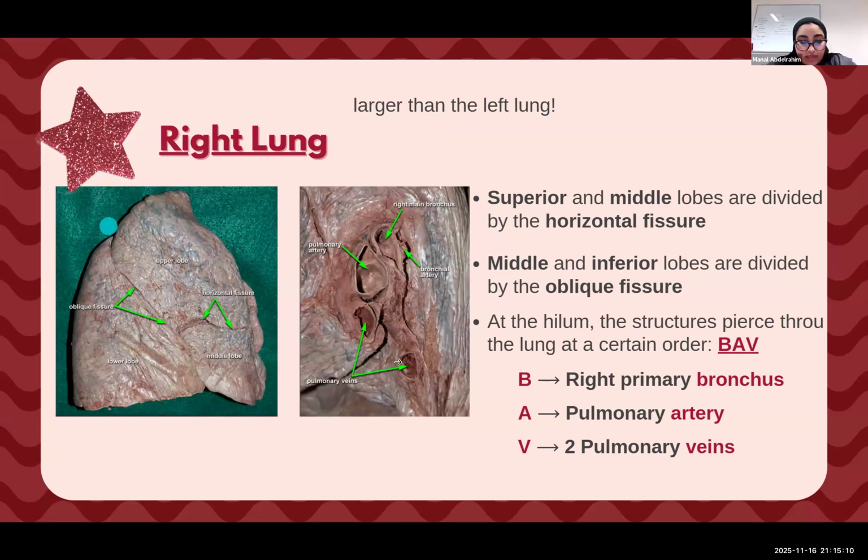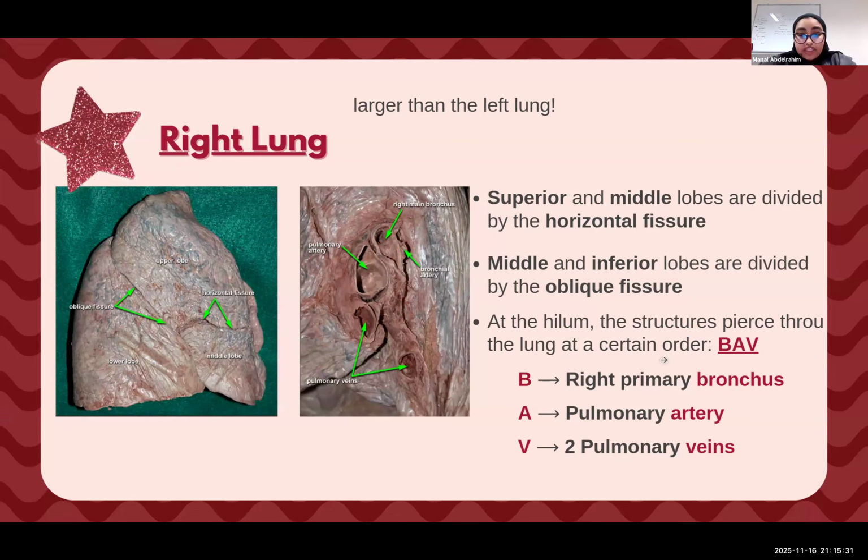Okay. And at the hilum, another thing that you guys need to know is the order in which the structures are piercing the lung. So in the right lung and in the left lung, they're different. In the right lung, this is the order, BAV. Now, how I remembered it is that B kind of looks like the letter R. So B is going to be first in the right lung.